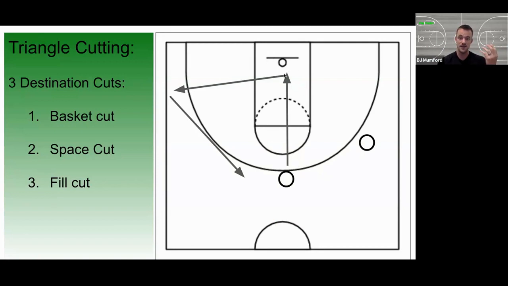If we're under the basket, what I call a space cut would be cutting out towards space, usually away from both the basket and the ball. If we passed over here and cut to the basket initially, cutting to space would be going away from ball and basket, just opening up the floor for our team.